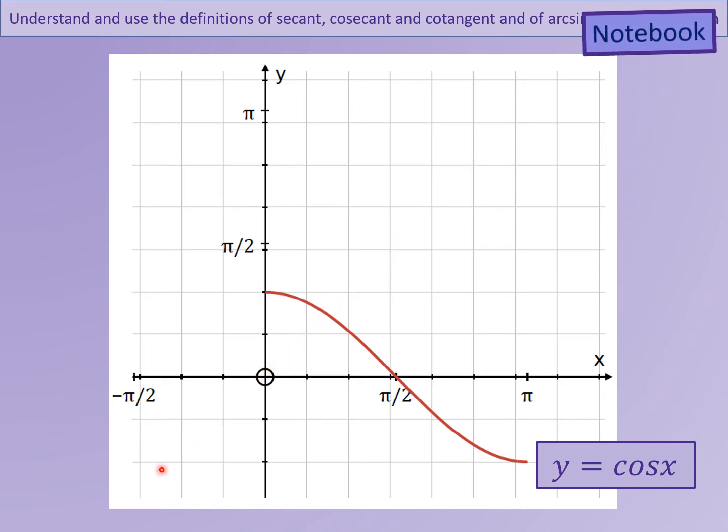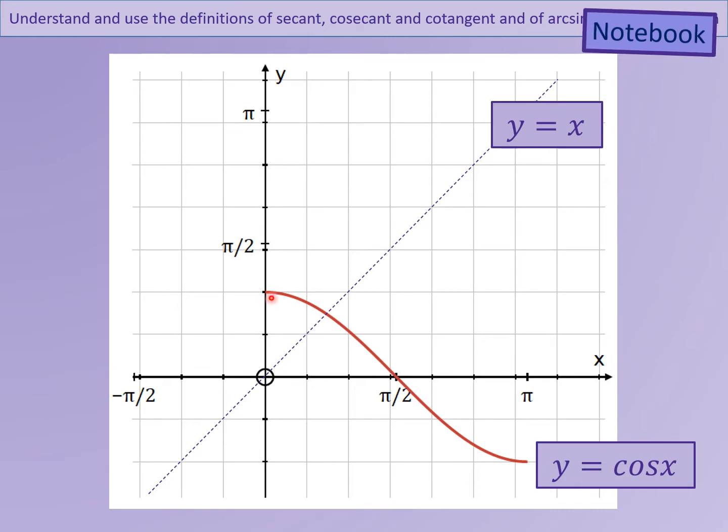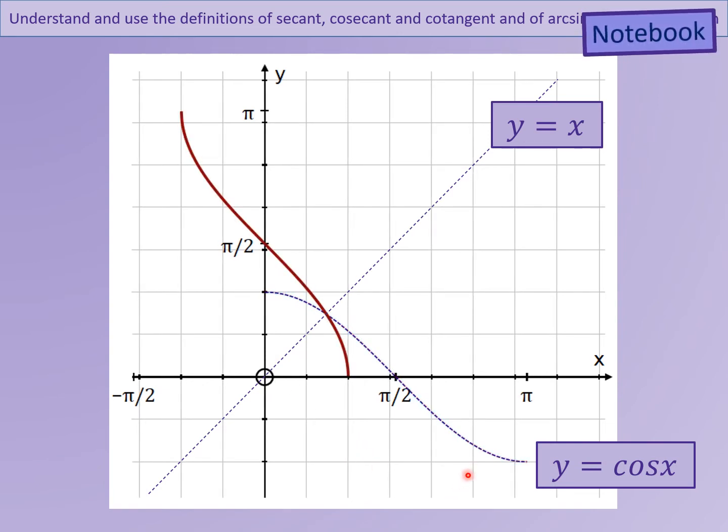So there's my line y equals x. Let me just put that on for you. So if I'm reflecting, I know that value would end up here. I know that value there will end up over here. This one on this side would have gone right over onto this side. So what does that mean? Well, it means that you're going to get a graph something similar to that.